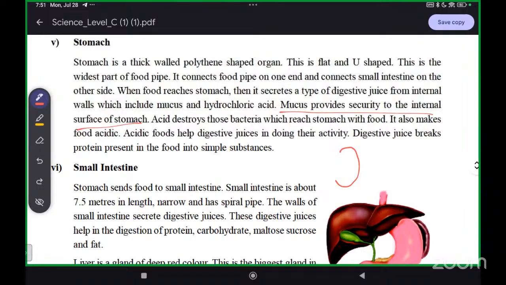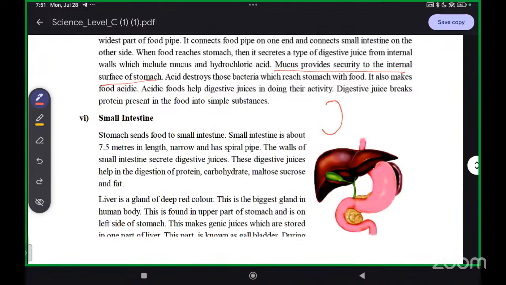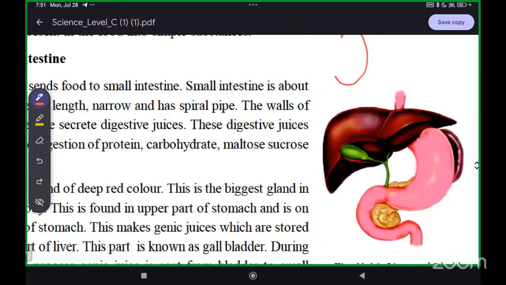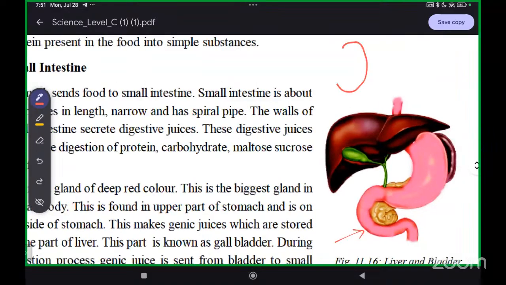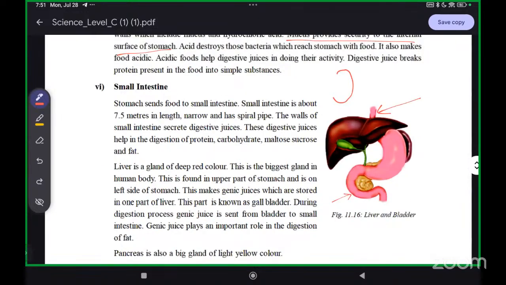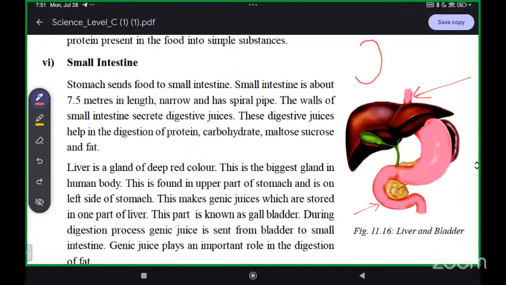See, this part of the stomach here is attached to the small intestine, and here to the food pipe. Now, the small intestine. The stomach sends food to the small intestine. The small intestine is about 7.5 meters in length, narrow, and has a spiral pipe.